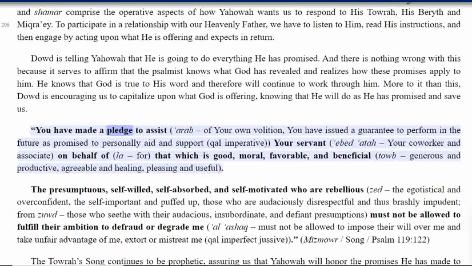You have made a pledge to assist, Arab, of your own volition. You have issued a guarantee to perform in the future as promised to personally aid and support, Cal Imperative, your servant, Ebed Otter, your co-worker and associate, on behalf of, La, that which is good, moral, favorable, and beneficial, Tob, generous and productive, agreeable and healing, pleasing and useful.